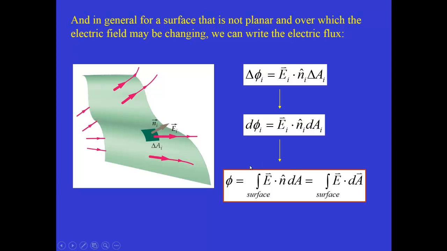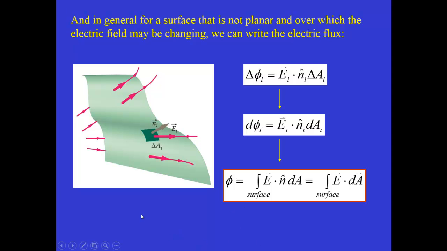Some books write this as E dot n hat dA, some write it as E dot dA, but they mean the same thing, and the integral is over the surface. I think you'll agree that in a case like this, this could be a very complicated integral to solve, and we might indeed have to do it numerically. But when we have special kinds of surfaces and special symmetries for the electric field lines, this kind of integral can actually be very easy to calculate. In most of the cases where we use Gauss's law, that will turn out to be the case. These integrals will be very easy to do.